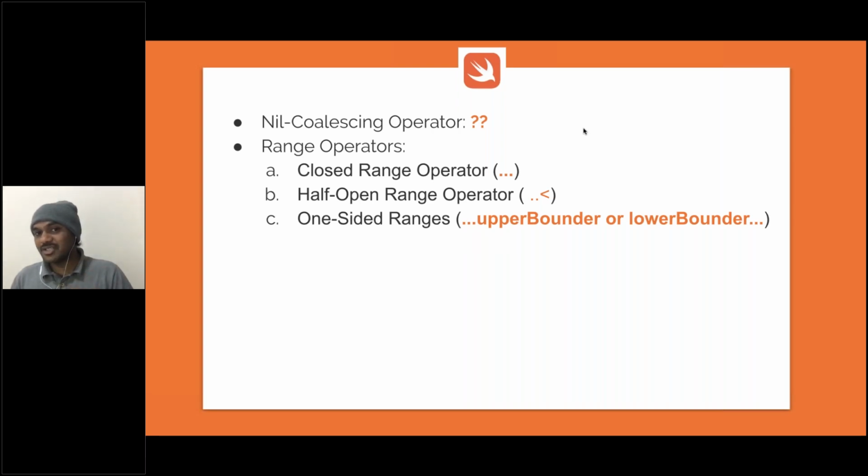Whereas a one-sided range can be dot dot dot upper limit, or dot dot dot lower limit. I will explain internally how it is used. These are called closed range operators. These are specific to Swift, and the rest all come from the basics. Any doubt? Practically you will learn how it is used.